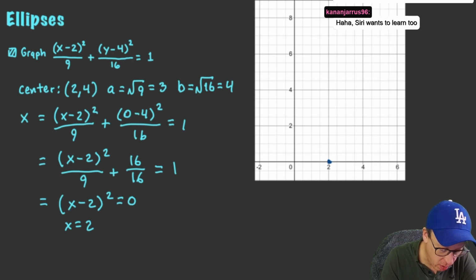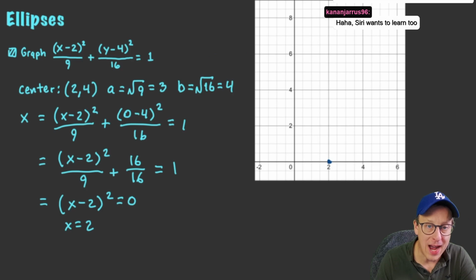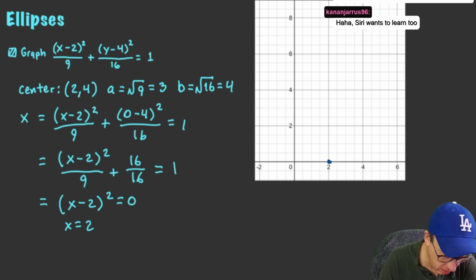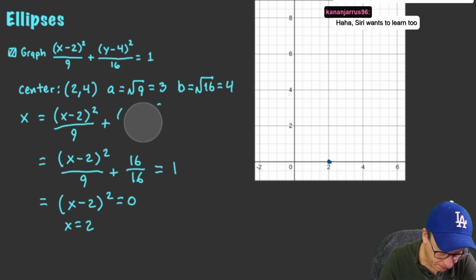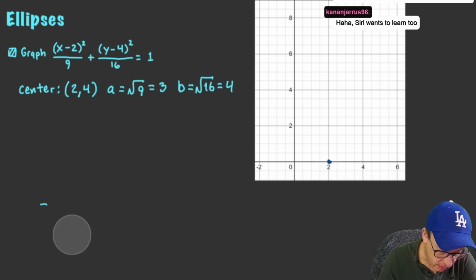So I'm also going to come in and I want to find the y-intercept in this situation. And this is going to be a little bit more complicated. So why don't I go and move this around? I'm going to get rid of this point right here because this is a little bit more complex.